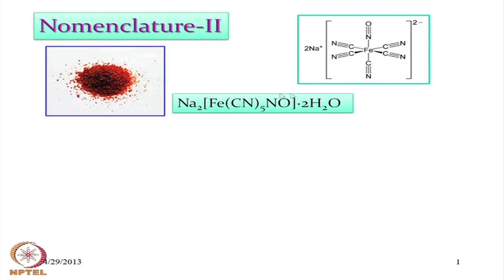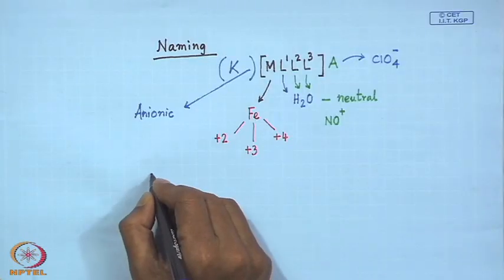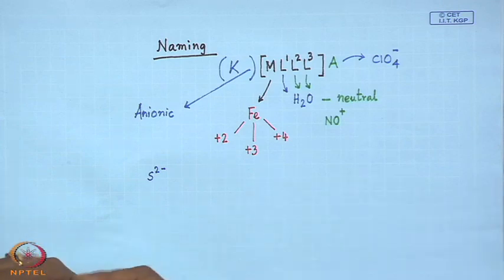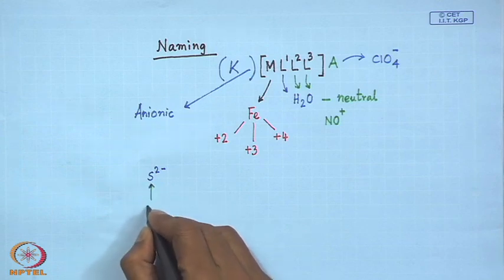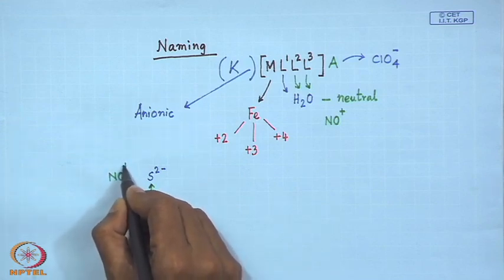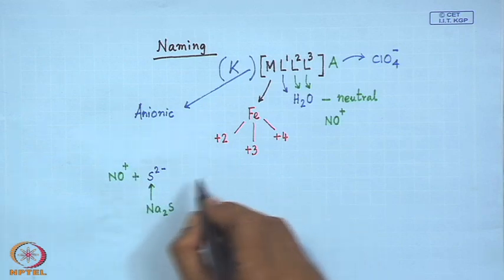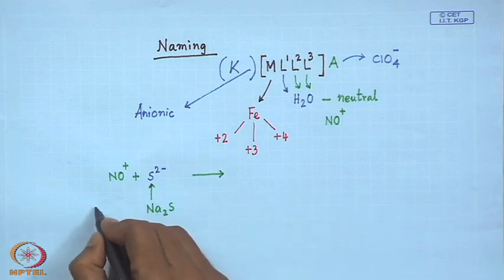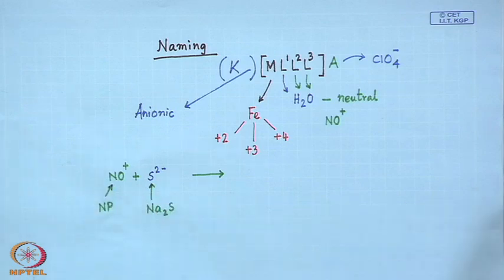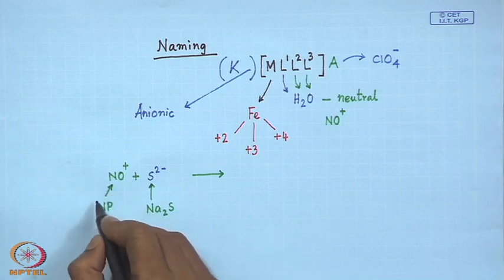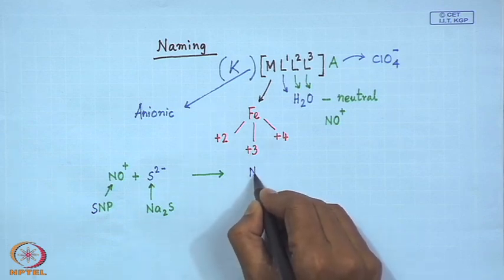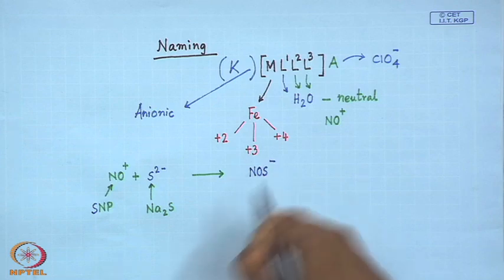So, when this compound reacts with sulfide anion, say S2 minus, which can come from sodium sulfide, this basically reacts with the NO plus present in sodium nitroprusside. This fragment is nitroprusside, NPS, or we can fully name it, when it is the sodium salt, SNP, sodium nitroprusside. So, when they react, it basically gives us NOS minus.